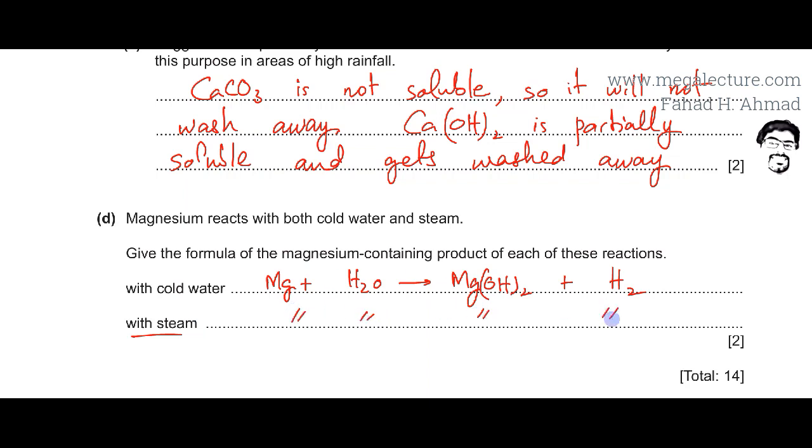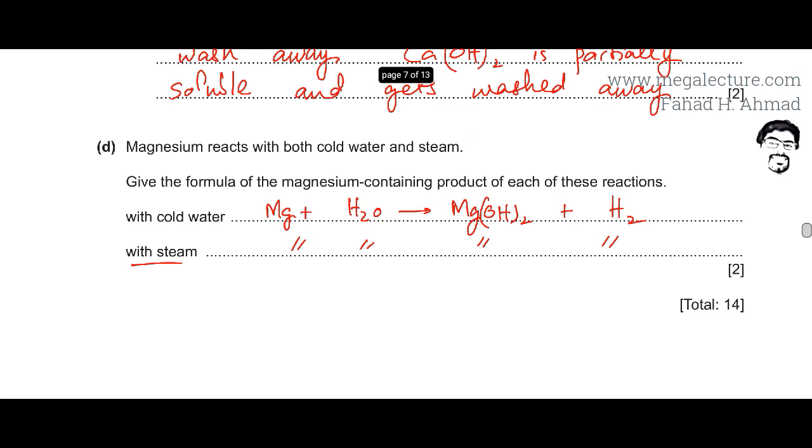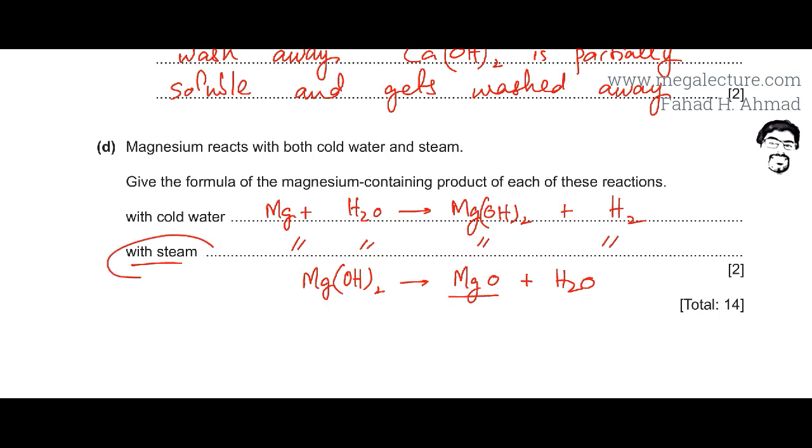But the issue is that if you increase the temperature, the magnesium hydroxide would decompose. It's going to decompose to produce magnesium oxide and give off a water molecule. So instead of getting magnesium hydroxide because of the higher temperature, you're going to get magnesium oxide. So your answer to both questions: in the first one you're going to get magnesium hydroxide, and in the second one you're going to get magnesium oxide instead of magnesium hydroxide.